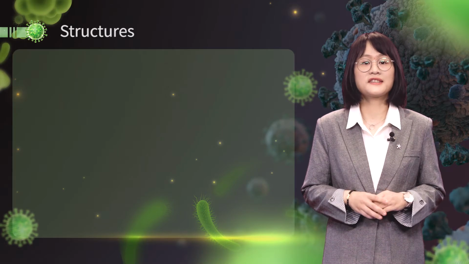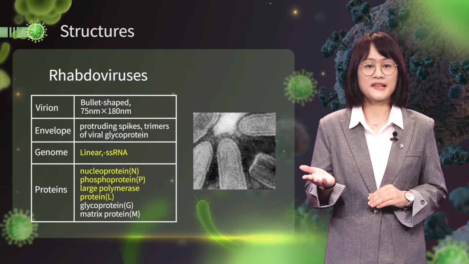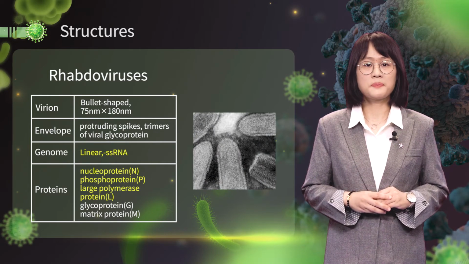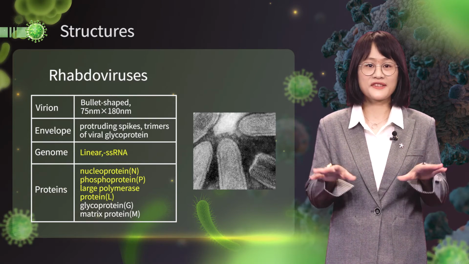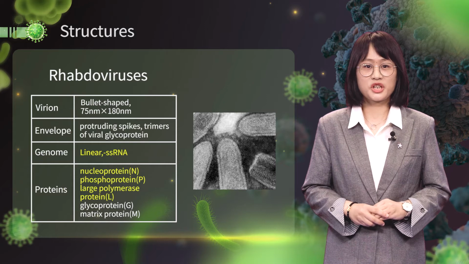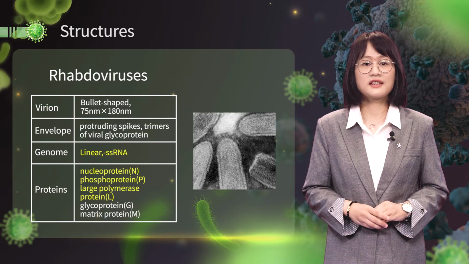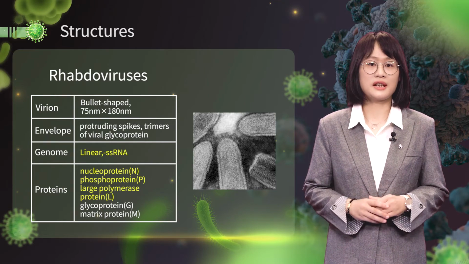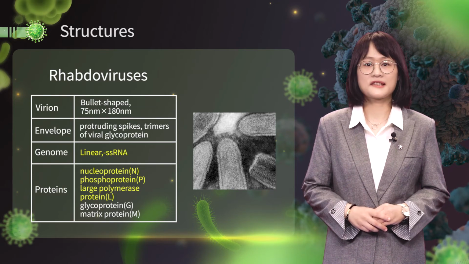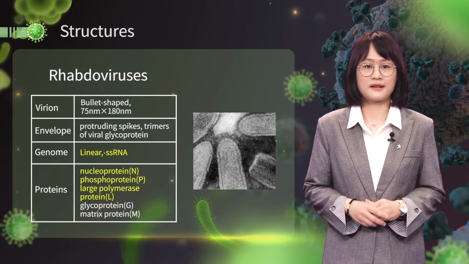Rabies virus is the most important pathogen of the rhabdoviruses. As you can see in the picture, the virions appear as bullet-shaped particles. The particles are surrounded by an envelope covered with protruding spikes. The spikes are composed of the viral glycoprotein, the attachment protein. It can bind to AChR, NCAM, or other molecules in the peripheral nervous system and stimulate the host immune system to generate neutralizing antibodies.